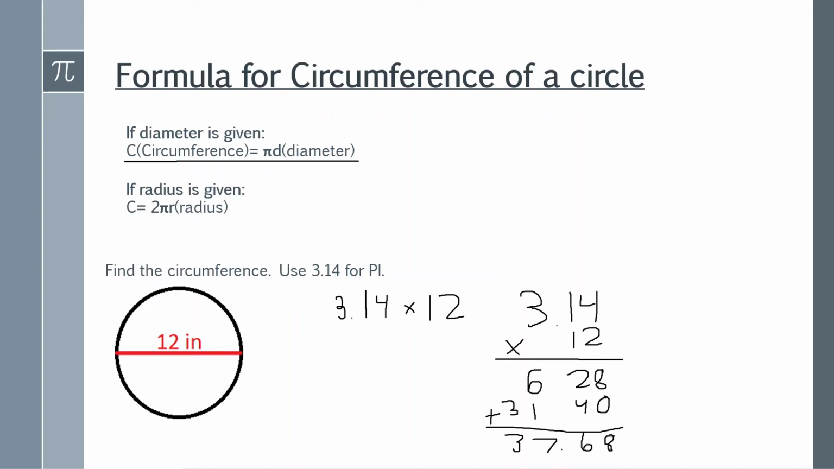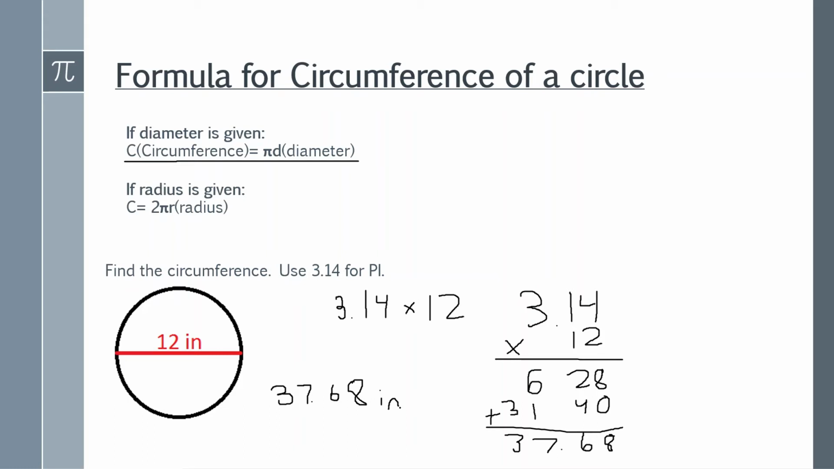0.68. So the answer for this would be 37.68. Now here's the tricky part. Is it inches or inches squared? Well, I'm telling you now, it's inches because you're not finding like a space. You're finding the length. The length is always just normal inches, not inches squared. Inches squared is for area.